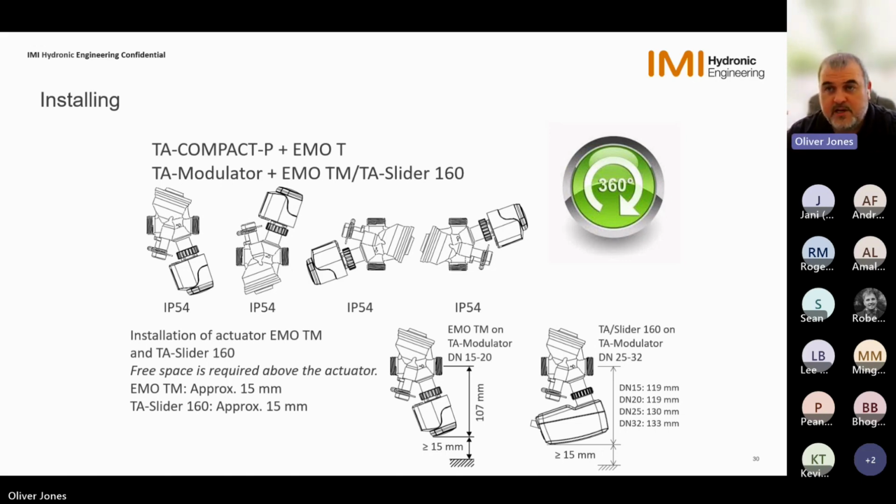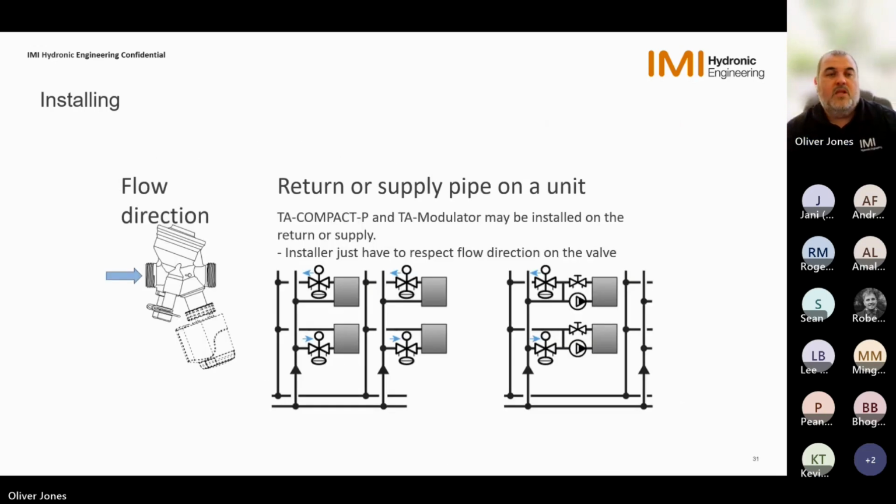We require a minimum 15 millimeters of free space above the actuator. This is so you can actually physically get the actuator off the top of the valve and onto the top of the valve. And as you can see, we also have the sizes of each different type of valve with the actuator added onto it, from a center to the top of the actuator purpose. So for installing, there is a flow direction arrow that's marked on the brass body itself, which can be seen just here, very small. So always make sure that the flow is following the direction of the arrow.